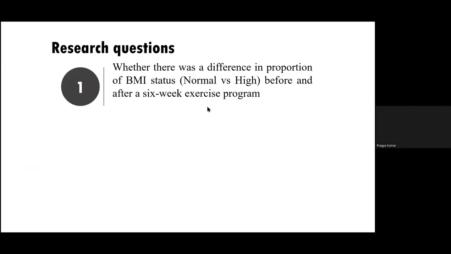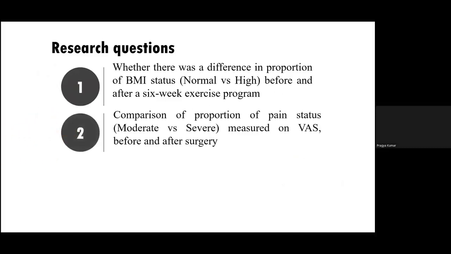So before and after a 6 weeks program, what is the status of the BMI? Another example is comparison of proportion of pain status. Again, the pain status has been categorized as moderate versus severe. And there are two times I have measured, before surgery and after surgery. So it is a 2x2 table.